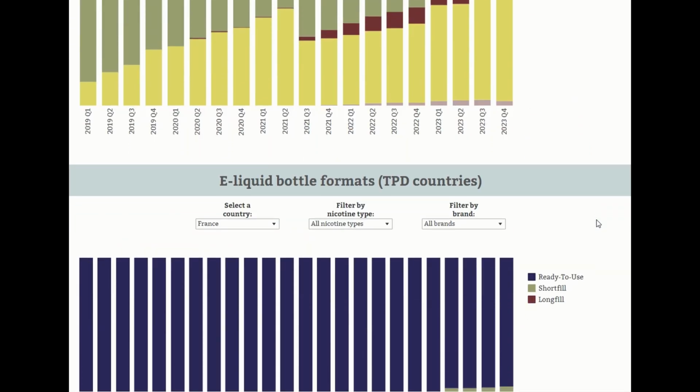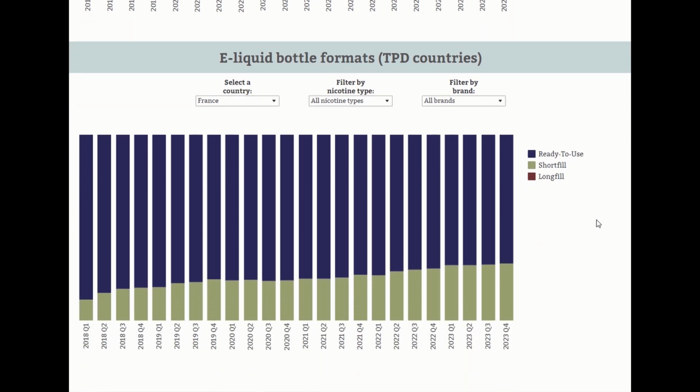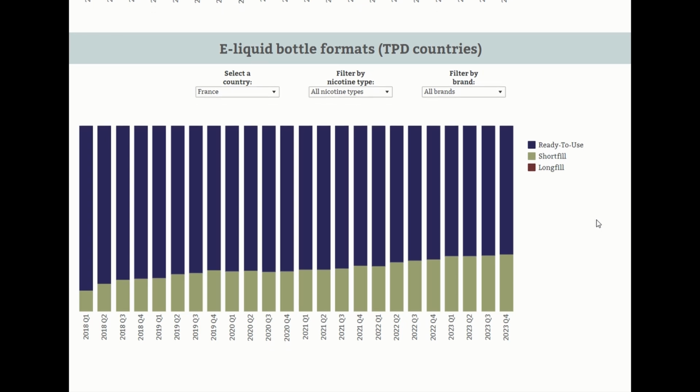The second chart compares the different e-liquid bottle formats in TPD countries, so in France, Italy, Germany, and the United Kingdom. Once again, we can simply select the country and look at the different bottle formats in that country.